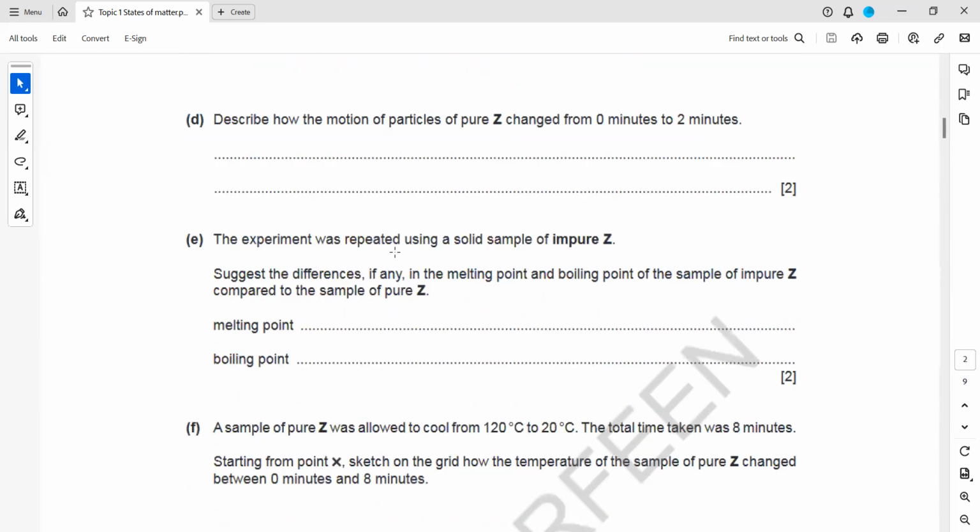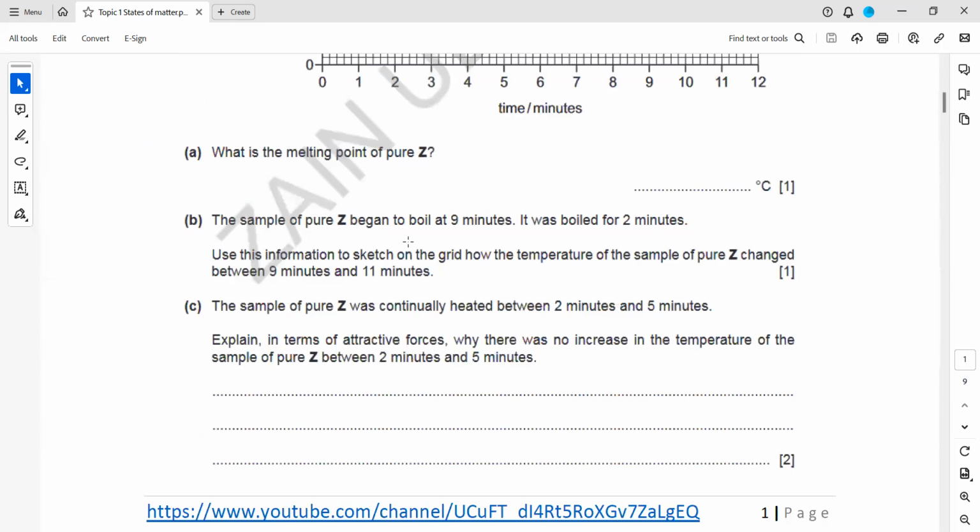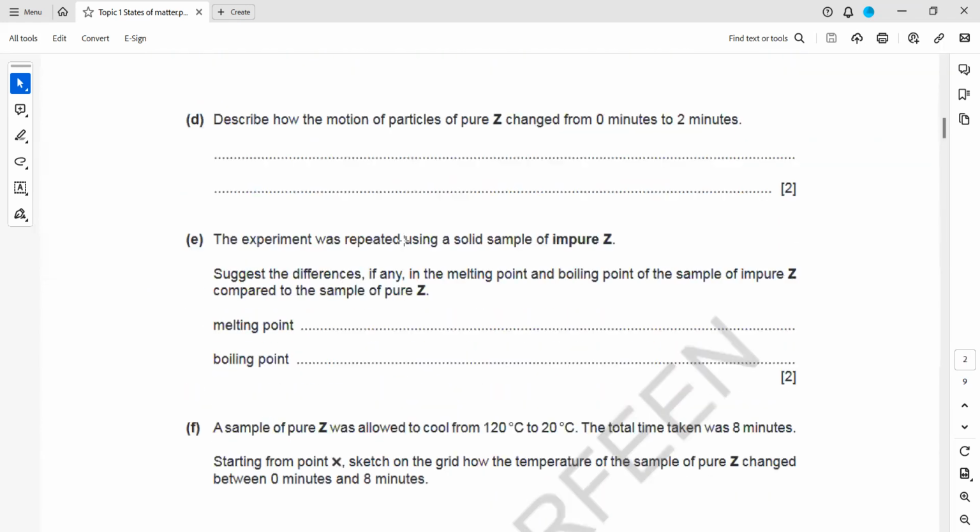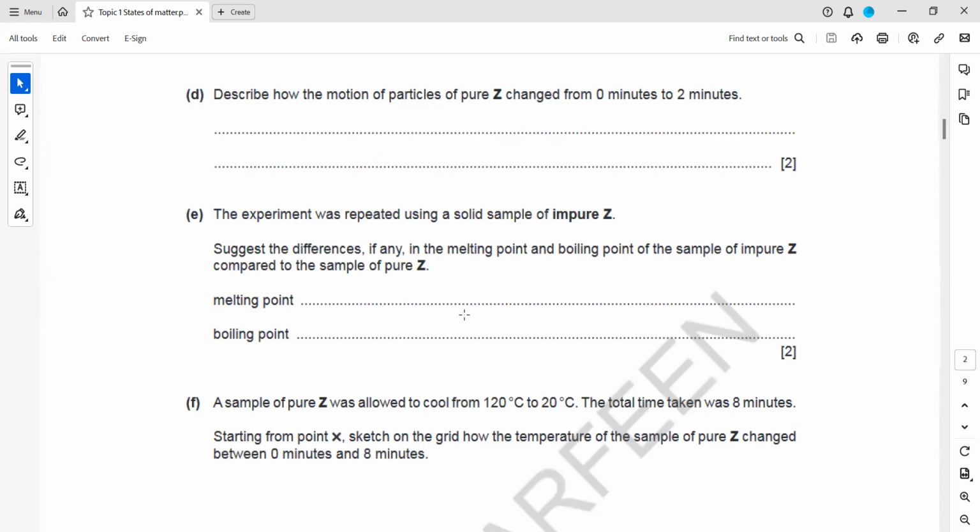Describe how the motion of the particles of pure Z changes from 0 minutes to 2 minutes. From 0 to 2 minutes, the temperature is increasing. How will the motion change? And it's 2 marks. So what are the points you will include? The particles move faster, as the kinetic energy increases, and they will move further from each other as the substance will expand on heating.